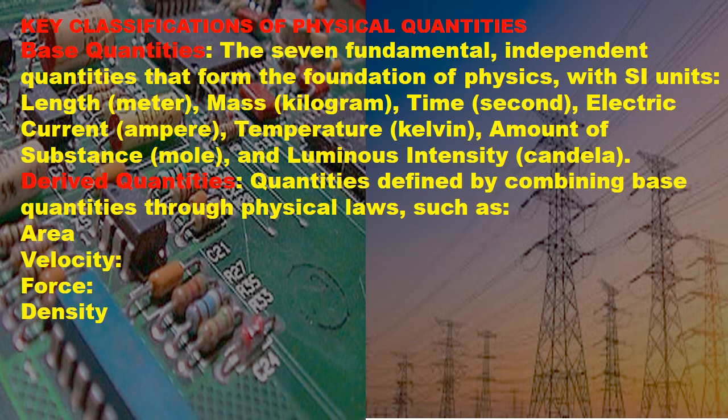We also have derived quantities. Derived quantities are derived from these base quantities. Quantities are defined by combining base quantities through physical laws, such as area, velocity, force, density. They are also physical quantities, but they are derived from the base quantities. For example, area is length times width, which is length times length. So area is derived from the base unit length. Length is a base unit, and area is derived from that base quantity.